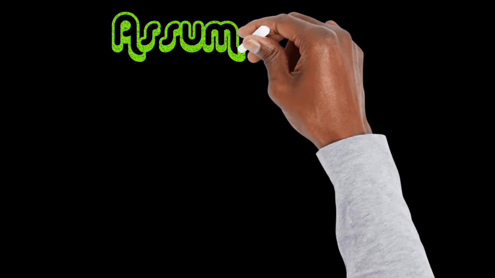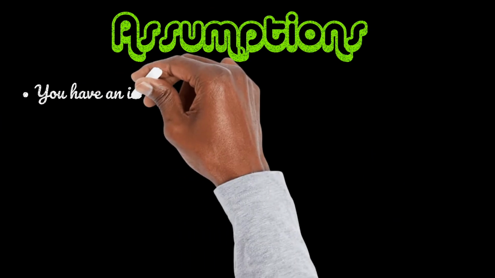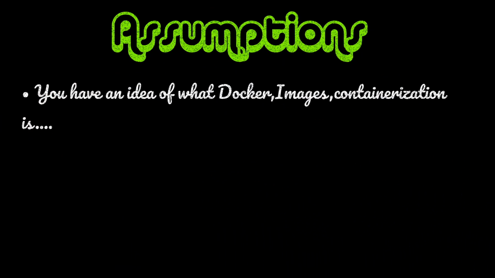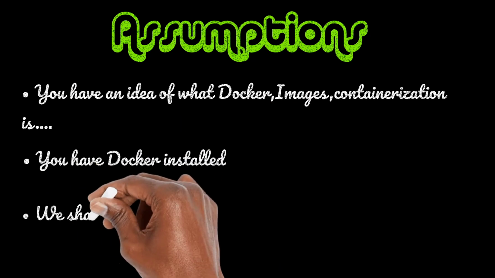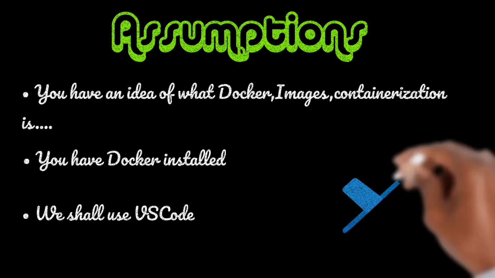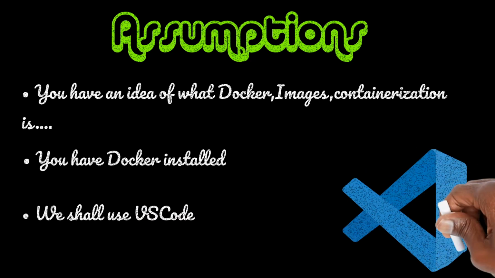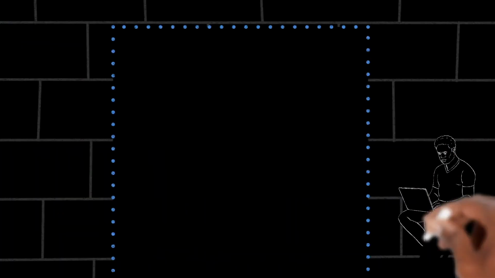I will make a few assumptions before we begin. 1. You have a basic idea of what Docker, images, and the whole concept of containerization is. 2. You have Docker installed in a local machine. And 3. You have an IDE of your liking. I'll be using VS Code. With that out of the way, let's begin.